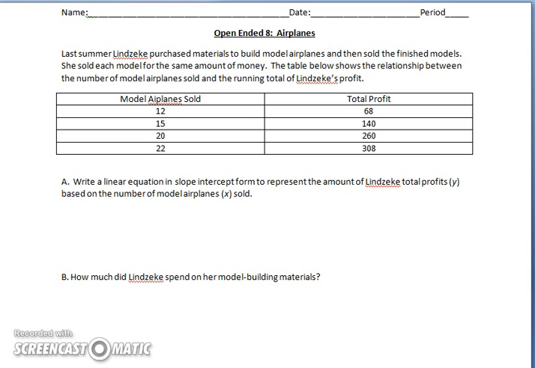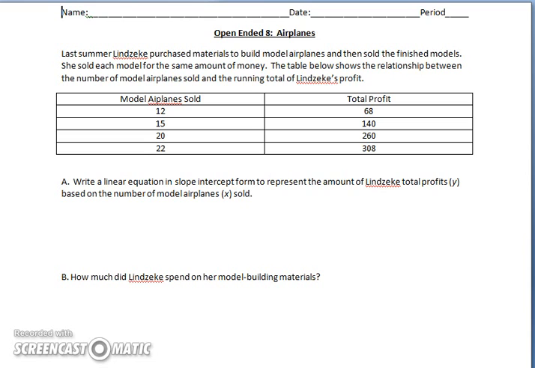She sold each model for the same amount of money. The table below shows the relationship between the number of model airplanes sold and the running total of Lynn Zeke's profit. So for 12 model airplanes, she made $68. For 15, she made $140. For 20, she made $260. And for 22, she made $308.